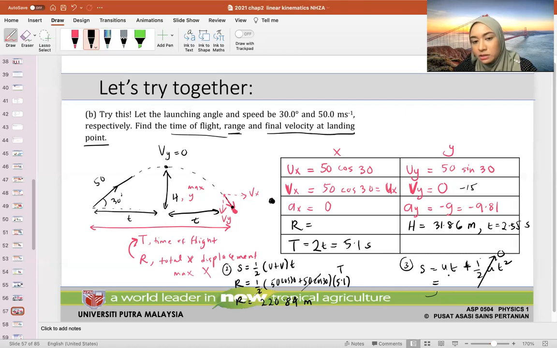We only have S equals to UT. And U in the X direction is 50 cosine 30. And the time is 5.1. All right, so this gives us our R because this is T. So 50 cosine 30 times 5.1 should get the same answer lah. So yang ni dah buang tadi, 50 cosine 30 times 5.1 juga.